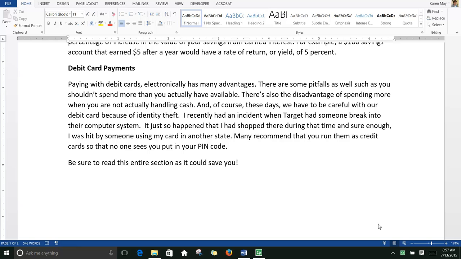I recently had an incident when Target had someone break into their computer system. It just so happened that I had shopped there during that time, and sure enough, I was hit by someone using my card in another state. Many recommend that you run them as credit cards so that no one sees you put in your PIN code. Mostly, just be careful with your debit card. Be sure to read this entire section, as it could save you.